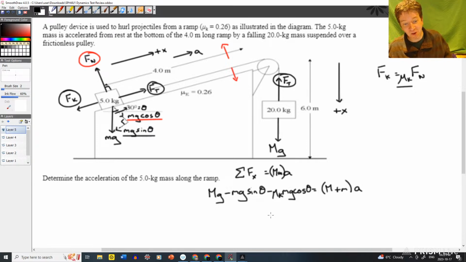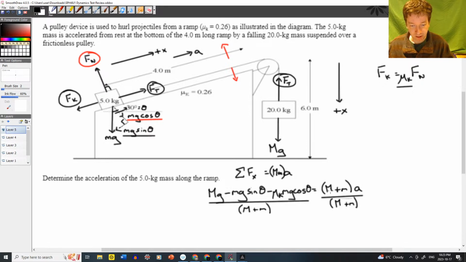So it's one long, ugly equation. But that's it. That's all the physics. So if you're just solving for acceleration, divide both sides of your equation by the sum of the masses. Okay. And then you have the value for acceleration.